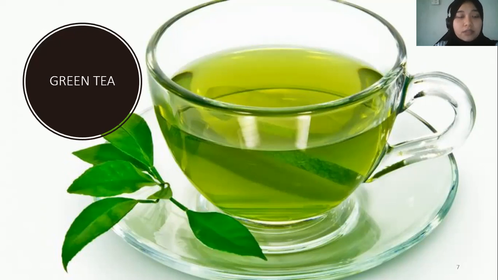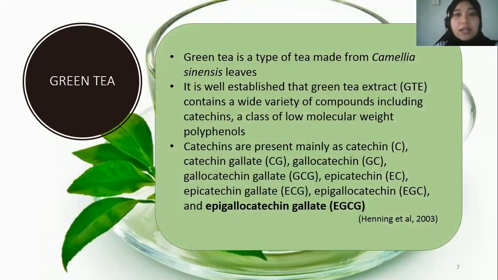In recent years, there is a growing interest in the usage of medicinal plants such as green tea as an alternative management of CVDs. Green tea is a type of tea made from Camellia sinensis leaf. It is established that green tea contains a wide variety of compounds such as catechins. In this study, we are focusing on epigallocatechin gallate (EGCG) to see its benefits on cardiovascular disease.